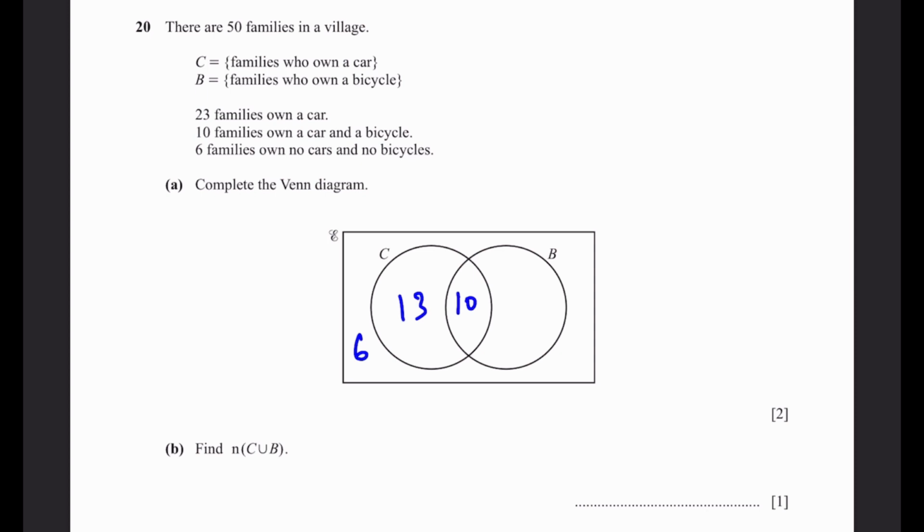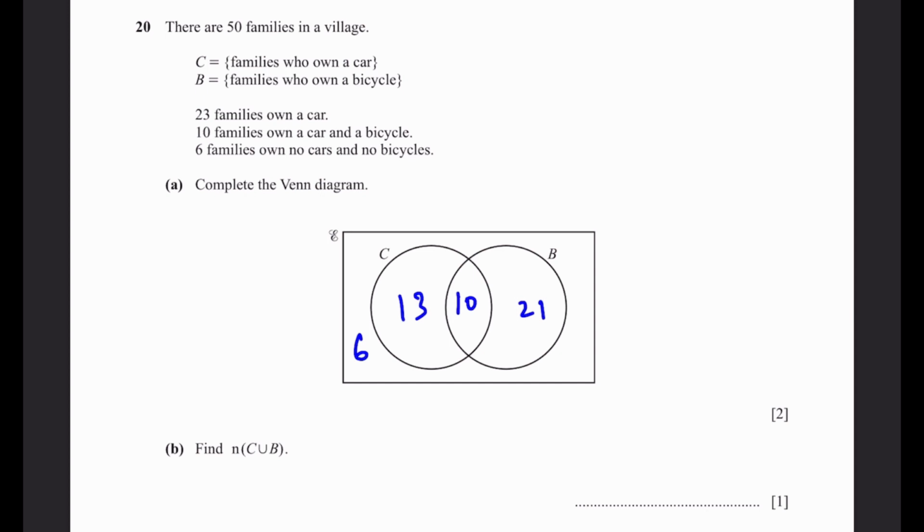And now we need the remaining. This time we take it as 13, so we don't need to subtract an extra 10. So it's 50 minus 13 minus 6 minus 10. So that's 50 minus 29, which is equal to 21. So 21 families own bicycles.